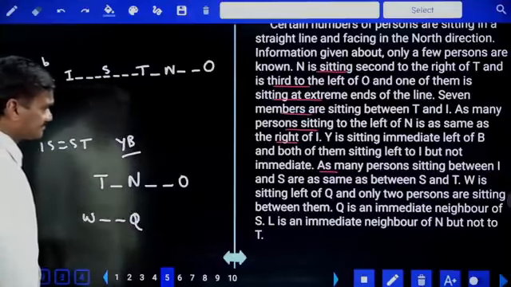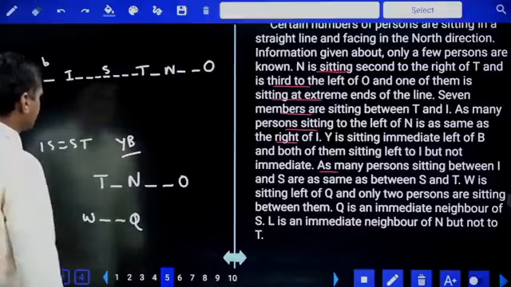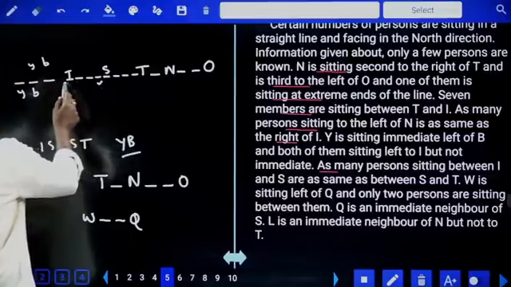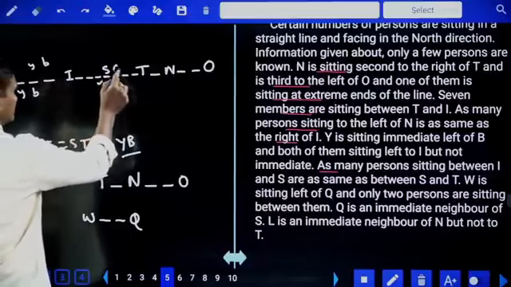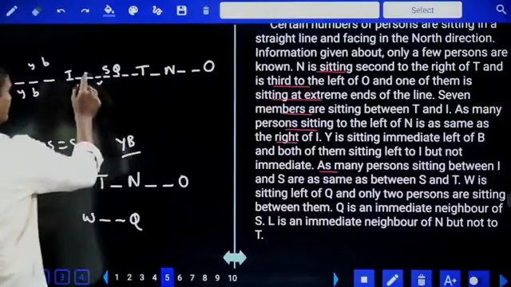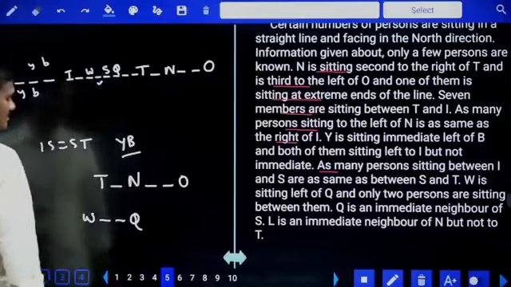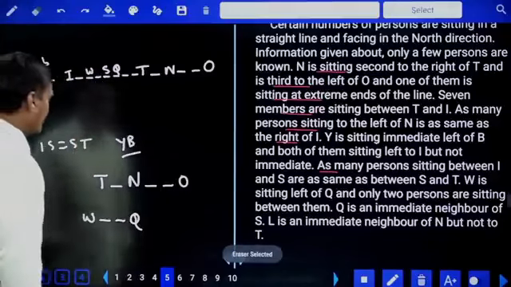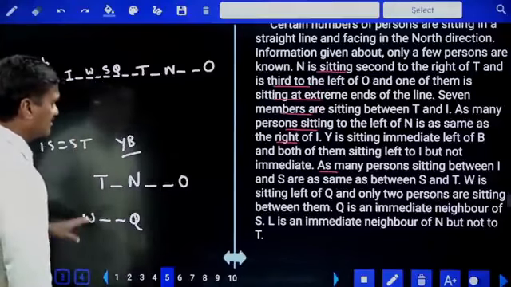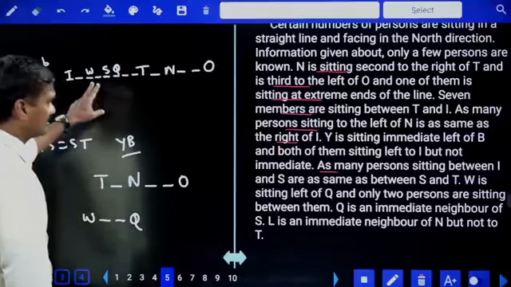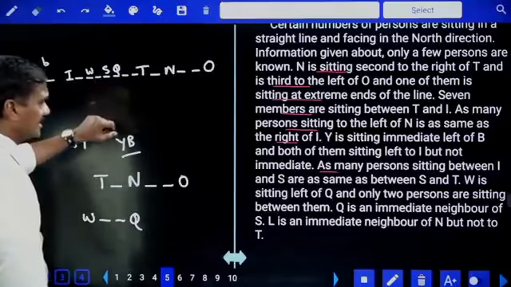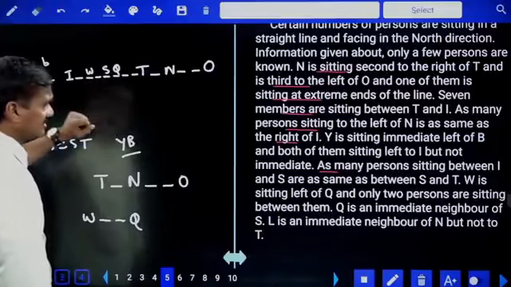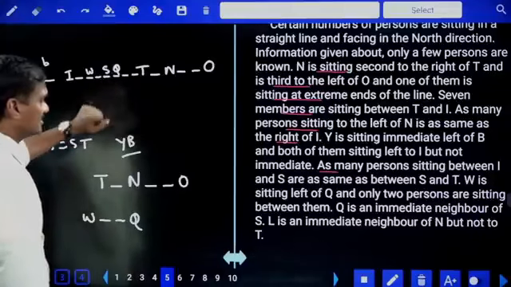Then next one. Q is an immediate neighbor of S. As Q is an immediate neighbor of S, if you take Q at this place, then W and I must be in the same place, not possible. Hence Q is here. As Q is here, 1, 2, W will be at this place. Done with this? W is here. And next one, as many persons sitting between I and S equals the number between S and T. Q and S are immediate neighbors.